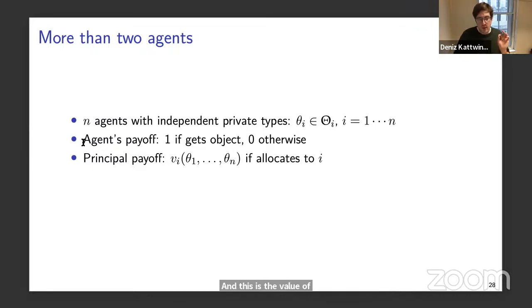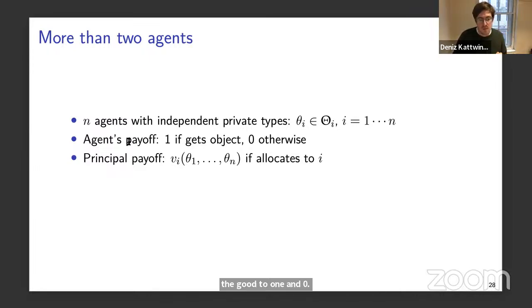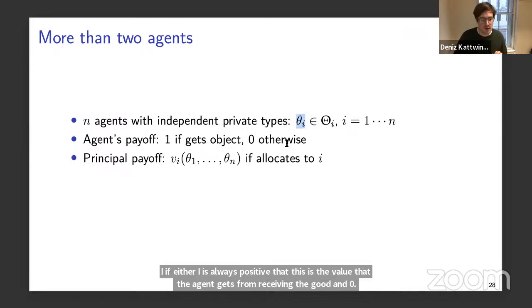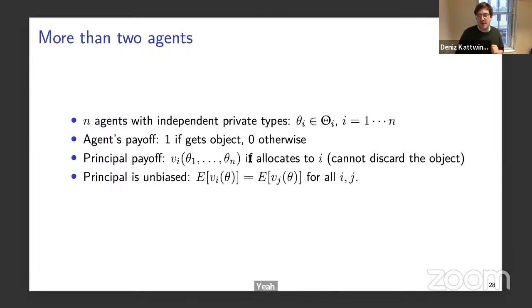Again, we normalize agents' payoff from getting the good to 1, and 0 otherwise. The same remark is in place here. We could well have that theta I, if theta I is always positive, is the value that the agent gets from receiving the good, and 0 otherwise. This is just a normalization. And then for the principal's payoff, we allow anything. The principal has a family of functions, v1 to vn, which gives the utility of the principal of allocating to agent I. This can depend on all the information that the agents have in this setup. And so far we assume that the principal cannot discard the object.